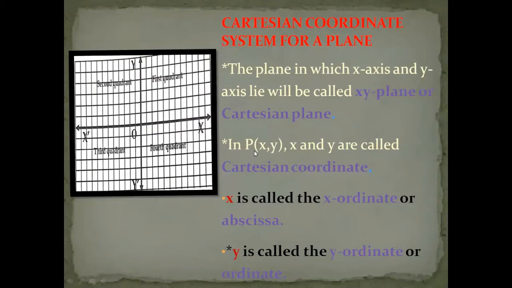I repeat, suppose this is an ordered pair P(x, y). Within the parentheses, x is called the x ordinate or abscissa, and y is called the y ordinate or ordinate.